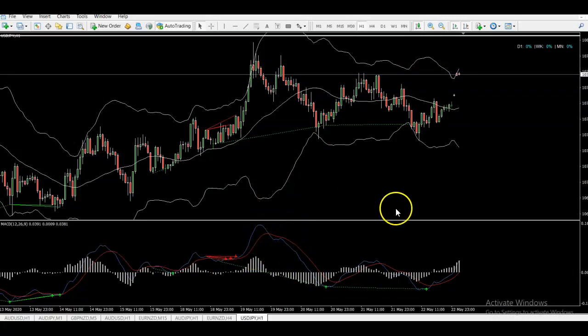So USD JPY will be on my watch list for a sale.